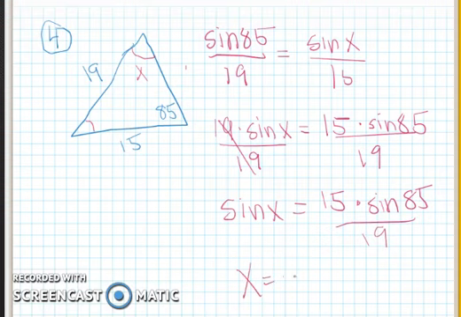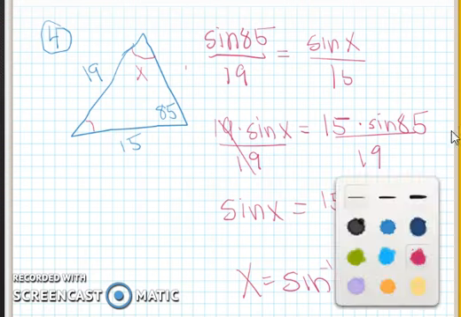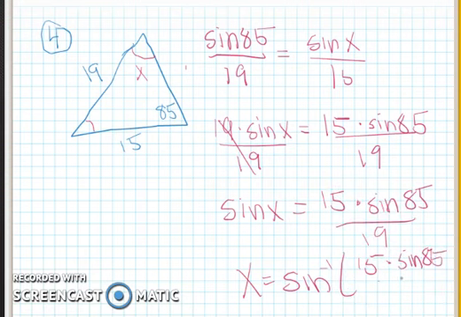So x is going to equal the inverse sine of 15 times sine 85 over 19. Plug that into your calculator. Okay, I do one step at a time. I do this top row, 15 times sine 85, and then I hit enter. And then I divide by 19, and then I hit enter. And I do second sine, which gives me the inverse sine, and then I put that answer in. And I hit enter. So this becomes 51 point, and this is where we're just going to round to 0.8.